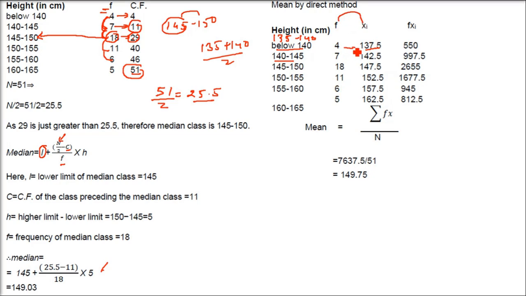Now multiply fi and xi. So 4 into 137.5, 7 into 142.5. Multiply f and x, so you have to find sigma fx. So you just add it. Sigma fx will come, and in the denominator you have sigma f. Sigma f is basically the total frequency, 51 will be coming. So this n is sigma f only. So what you have to find is sigma fx by sigma f. So what do you get? 149.75. This is the final answer.